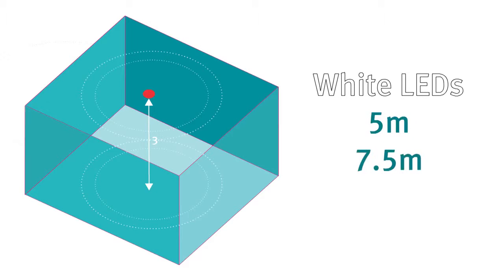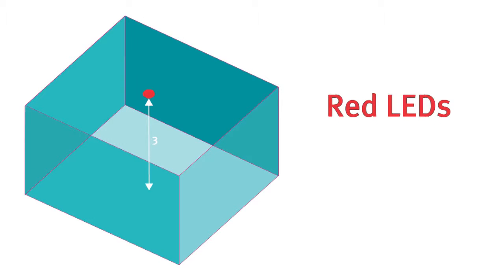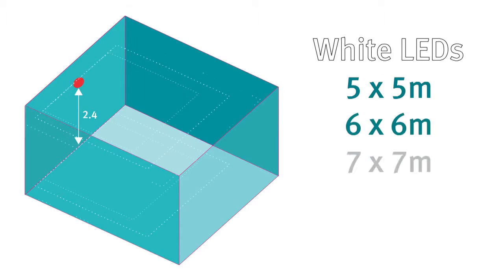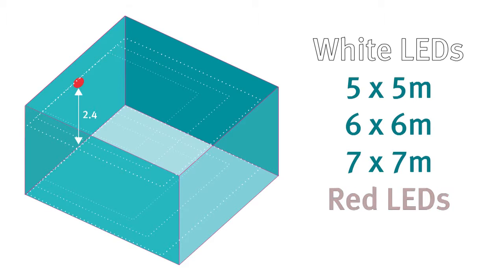For the ceiling beacons, these volume coverages are all based on a maximum ceiling height of 3 meters. So, subject to control panel compatibility, you can set the coverage of a white LED beacon to 5, 7.5 or 10 meters diameter. For red LED beacons, this coverage could be set to 7.5 or 9 meters diameter. For the wall beacons, the coverage volumes are based on a maximum height of 2.4 meters from floor level. So again, subject to your control panel, you can set the coverage to 5x5, 6x6 or 7x7 meters for white LEDs and 5x5 meters for red LEDs.